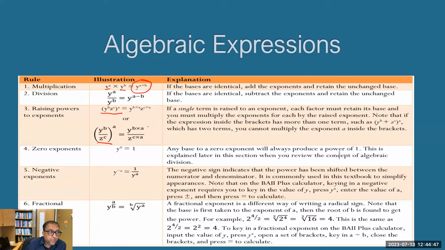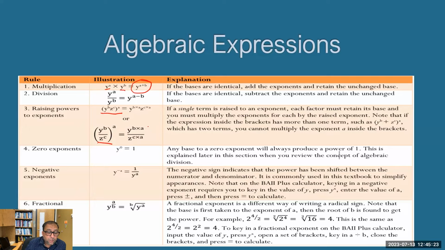Zero exponent: if the exponent value is 0 for any number or any expression, the answer is 1. Any base to a 0 exponent will always produce a power of 1. This is explained later in the algebraic section when we discuss it in detail. Negative exponents: if an exponent is negative, we can change the denominator into a numerator and the exponent becomes positive. And if it is a numerator, we bring it down to the denominator and change the negative exponent to positive.